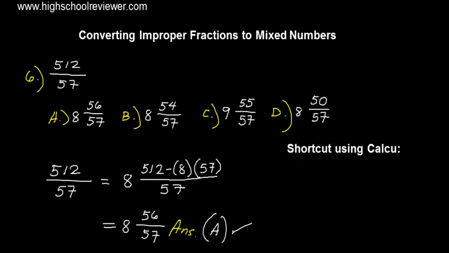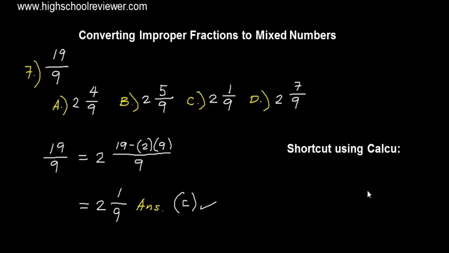For number 6, we have 512 over 57. Our final answer is 8 and 56 over 57, or letter A. And for the shortcut, again, just type the numerator, which is 512, and then you press the fraction key, which is A B over C, and then the denominator, which is 57, and the equal sign.